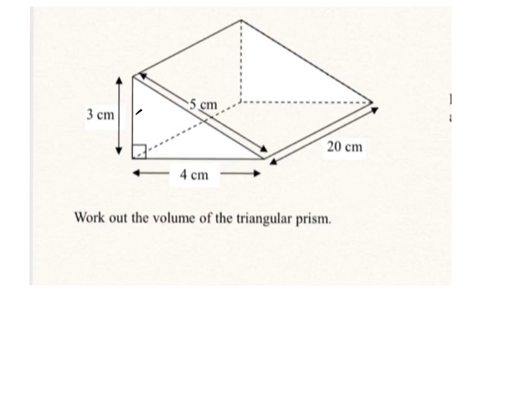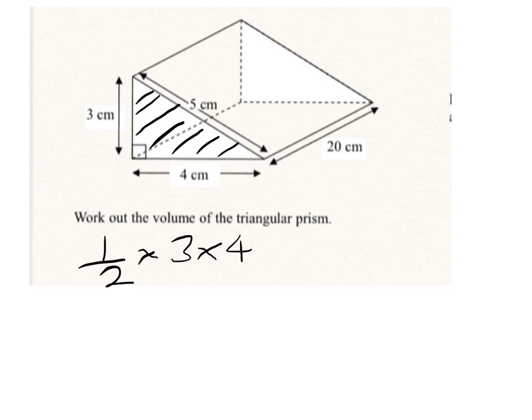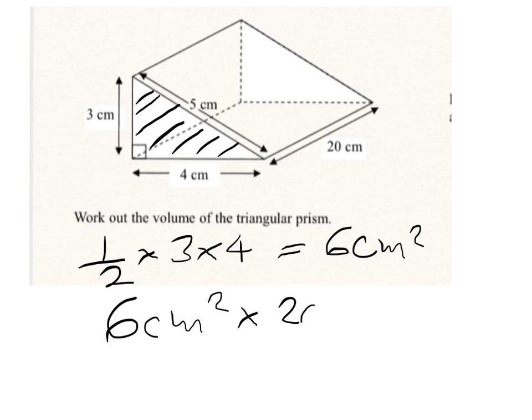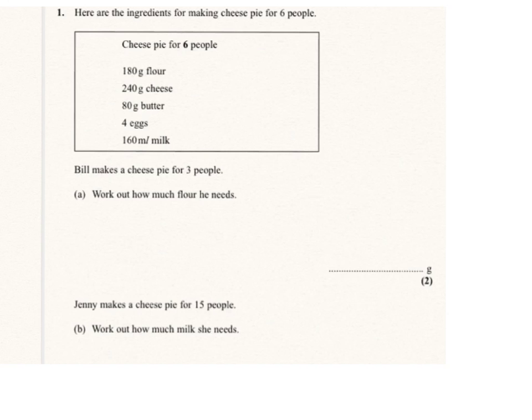Volume of a prism, so we simply take the area of the cross section, which is the area of the triangle. So that will be 1/2 times 3 times 4, which is 6, so we've got 6 centimetres squared for the cross section. We've got to do our 6 centimetres squared times the length, which is 20 centimetres, so this comes out as 120 centimetres cubed.